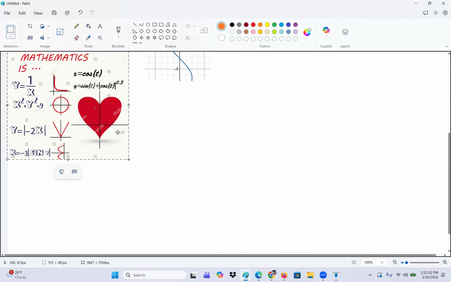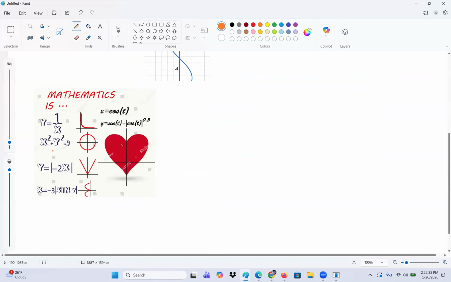In this set, y equal to 1 over x is a function. And x squared plus y squared equal to 9 is a circle. We just did that. And y equal to absolute value of negative 2x is a function. And x equal to negative 3 sine y is not a function. It looks like a letter E, and it would only include a very small part of it. It's the love function, right?